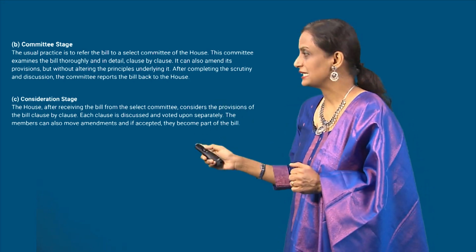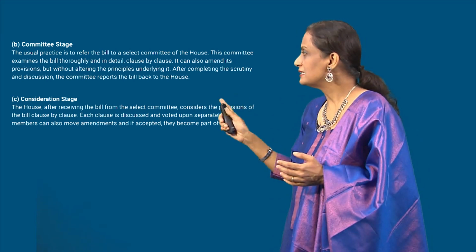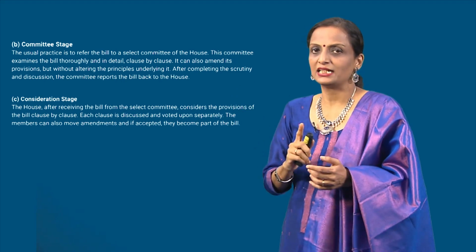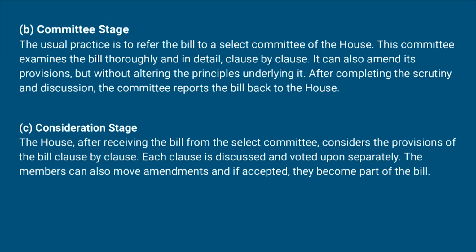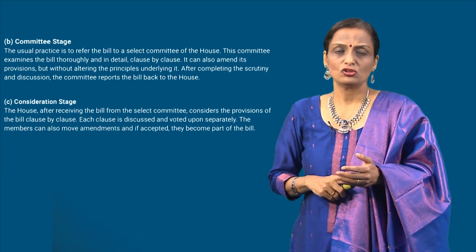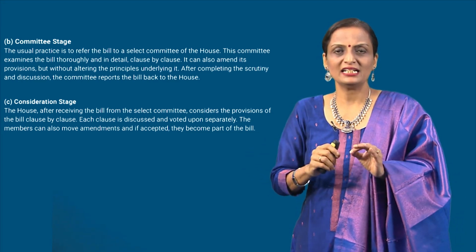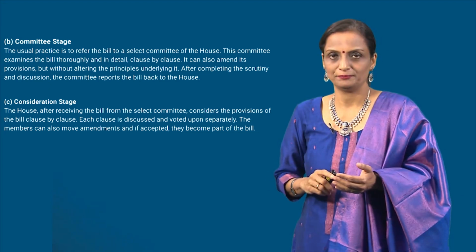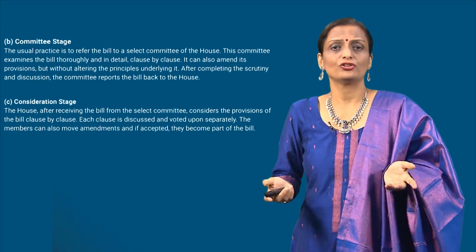In the consideration stage, the house, after receiving the bill from the select committee, considers the provisions of the bill clause by clause. It will again reconsider every point which is suggested by the committee stage, and each clause is discussed and voted upon separately. So, it is broken down and made into a step by step ceremonious practice of passing a bill. It does not happen just like that that a bill which has been introduced can be passed.